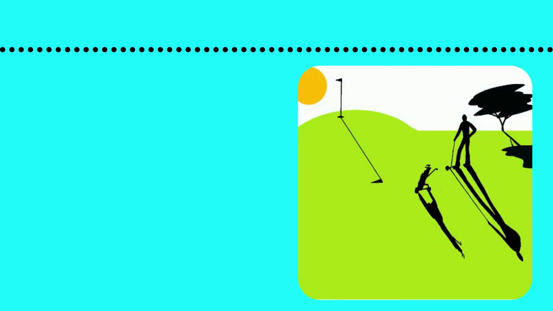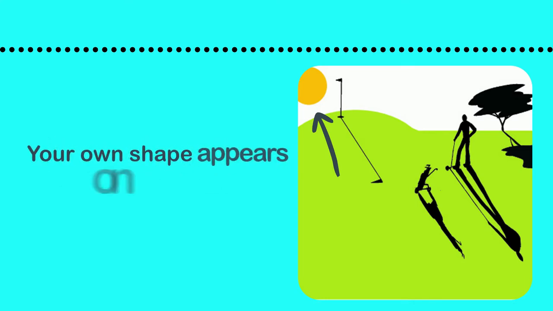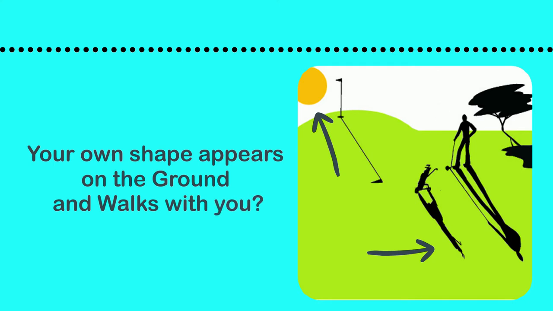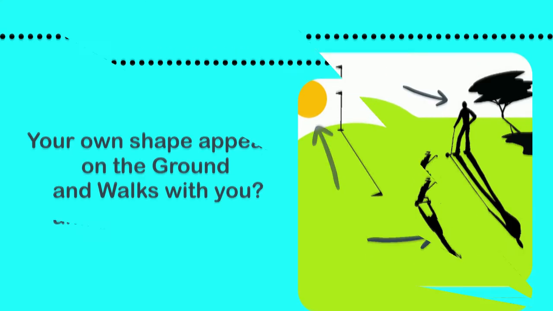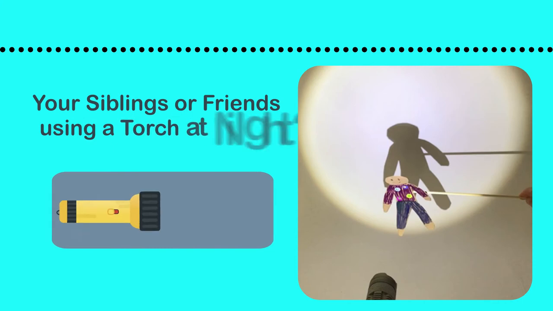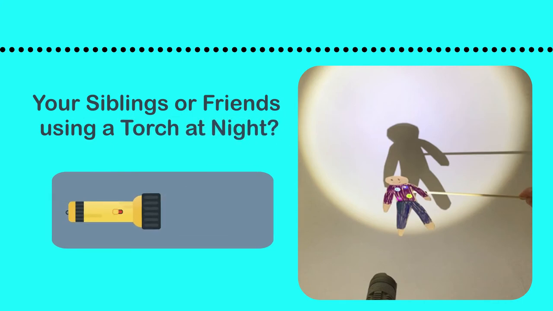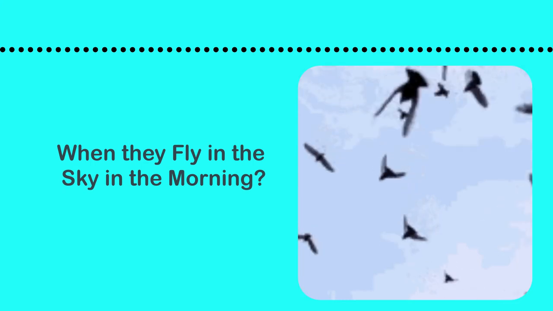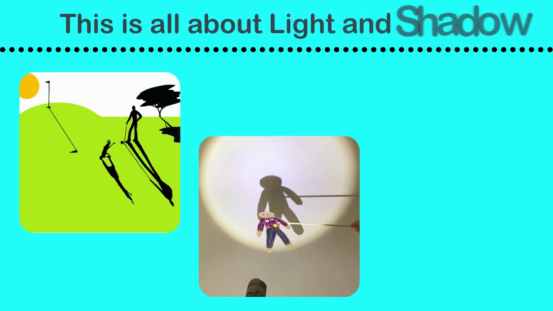Have you ever observed that when you go in the sun, a dark area similar to your own shape appears on the ground and walks with you? Have you ever played the game of shadows with your siblings or friends using a torch at night? Have you seen dark shapes of birds on the ground when they fly in the sky in the morning? This is all about light and shadow.